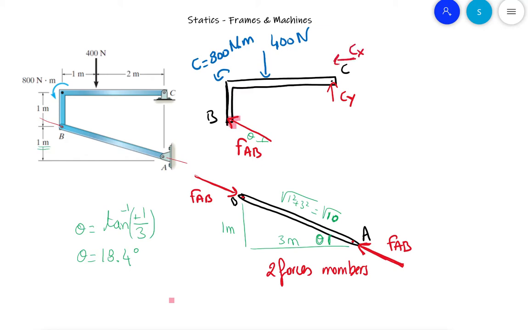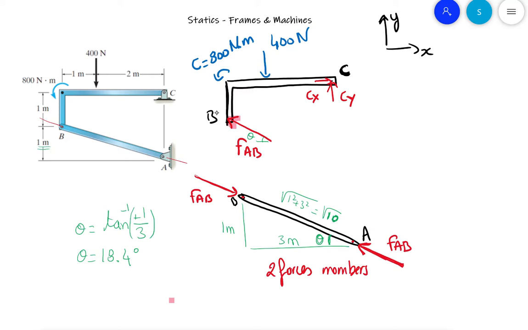I draw CX to the left because FAB is going to the left. Oh, no, I have to draw it to the right, sorry. CX, I draw to the right because the component on X has to balance the component of FAB that is to the left. So it's necessarily to the right. For CY, we don't know because we don't know the magnitude of FABY yet. So let's draw it up in the positive direction, like the axis Y.